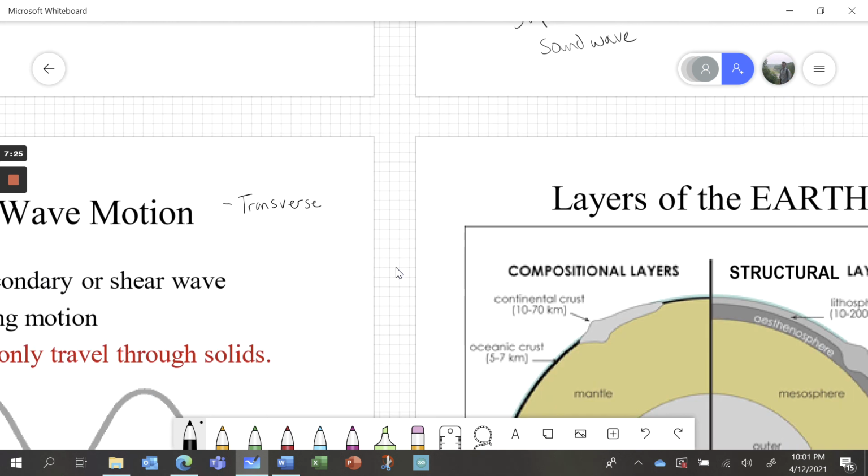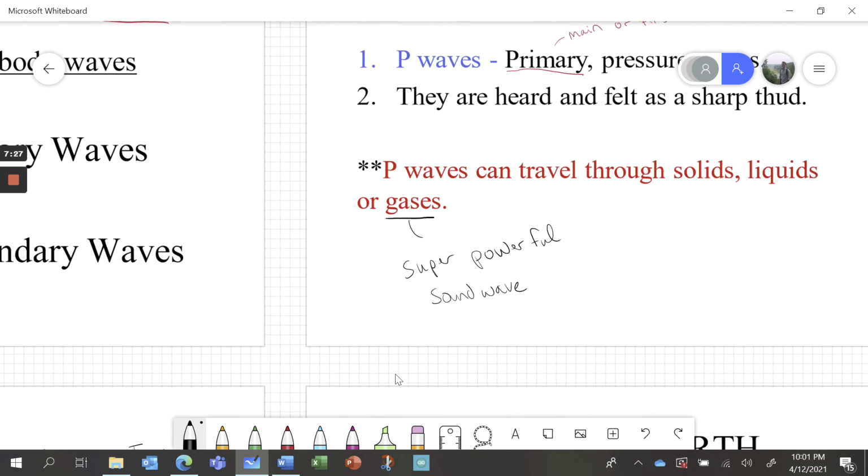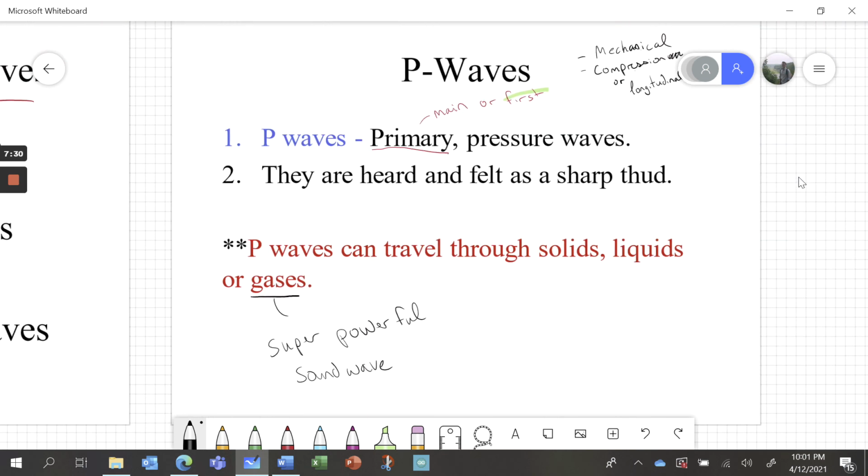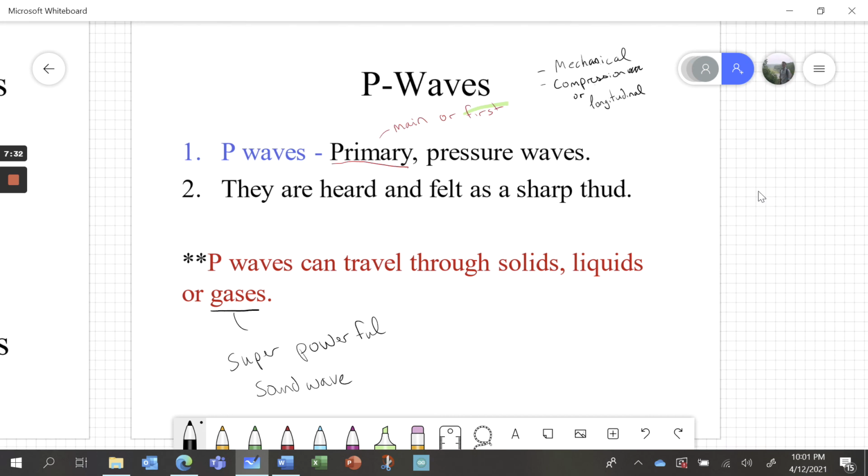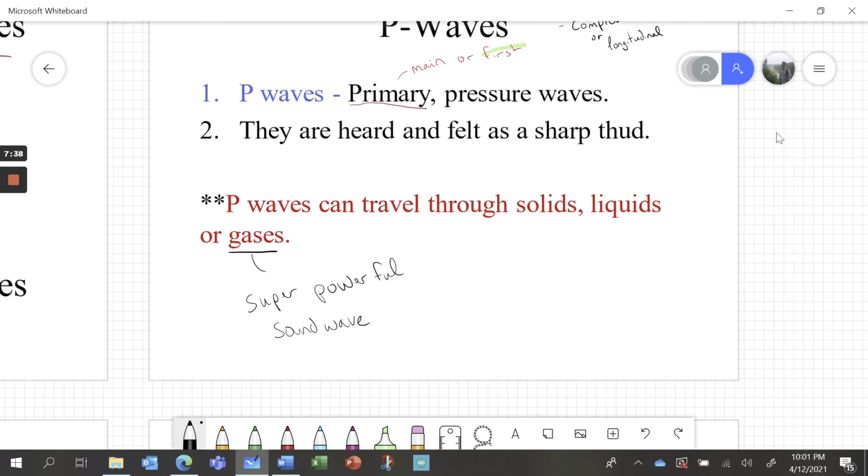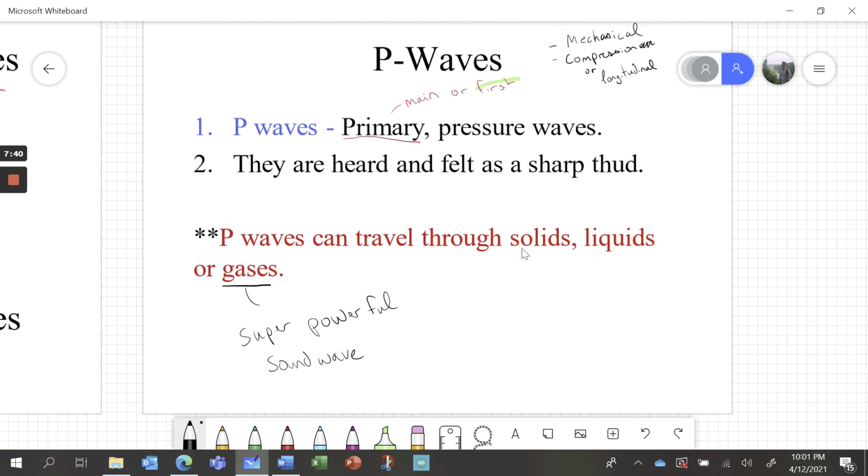Whereas P waves are very quick, very powerful. They feel like a car crash. They just feel like a very quick, immediate thud, and then they are over. That is a pressure wave, and it can travel through liquids, solids, and gases, which means that you can hear it as well as feel it.